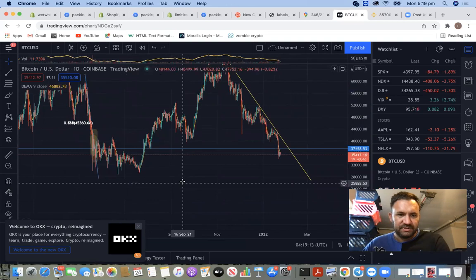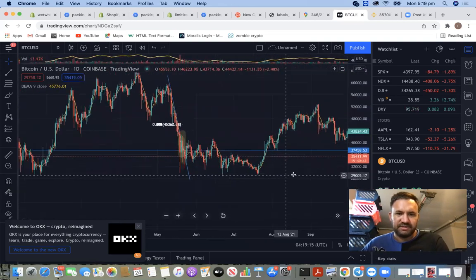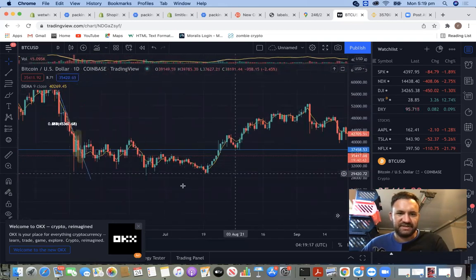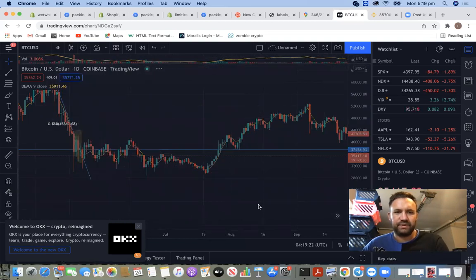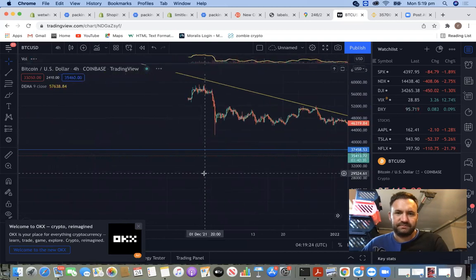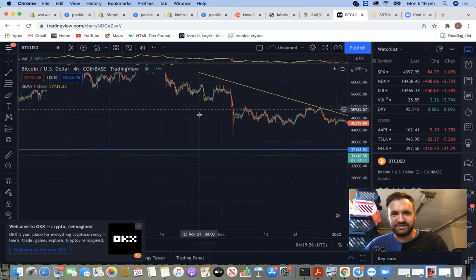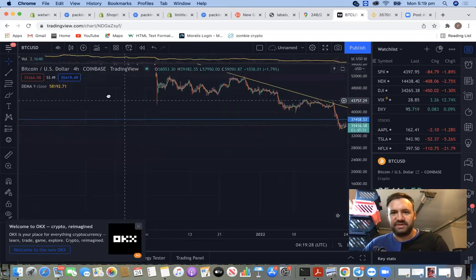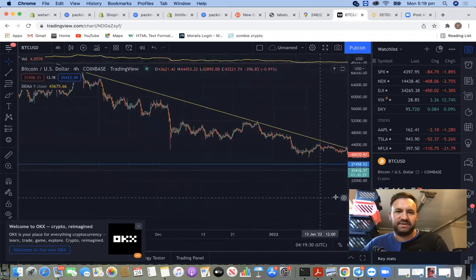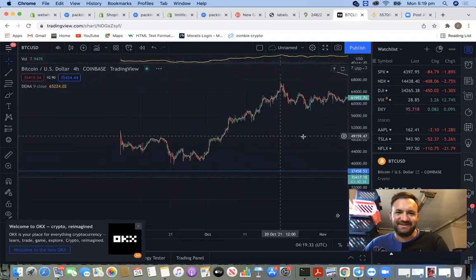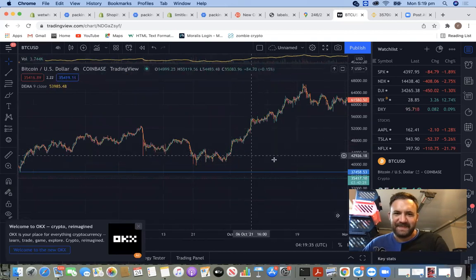You could set a line. This is going back a wee way now. This is on a day chart. What I'll do is I'll change it to a 4-hour chart. You can just see the massive trend. Down, down, down, down, down. Hopefully we're going to get out of this bear market just heading down.